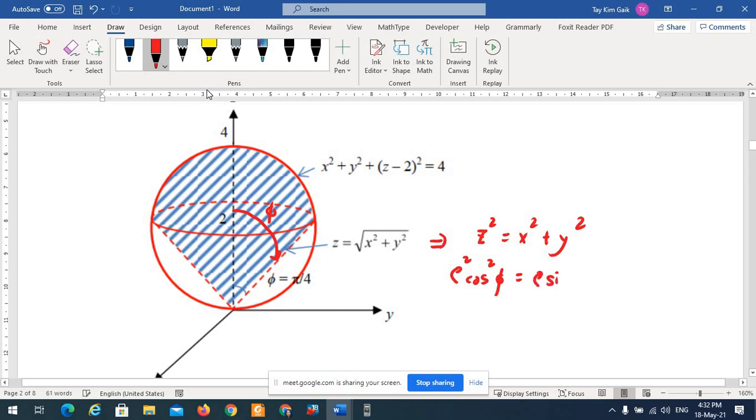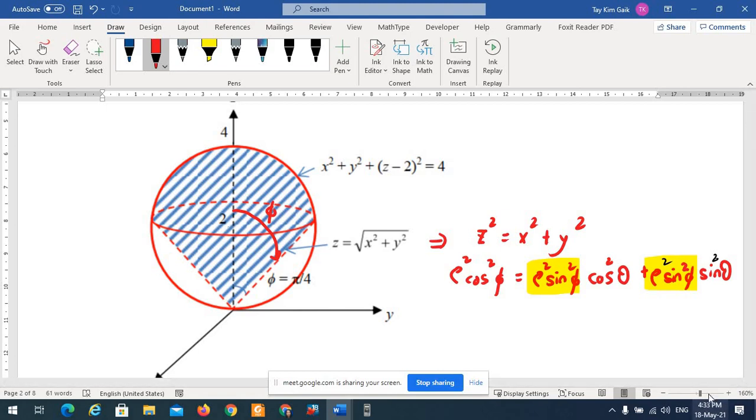x is rho sin phi cos theta, so x squared is this one squared. Y is rho sin phi sin theta, and then y squared is this one squared. I'm not sure whether in the test the formula is given, but never mind, you can refer to the open book, right? In spherical coordinates, z is rho cos phi, x is rho sin phi cos theta, y is rho sin phi sin theta, and then you square it.